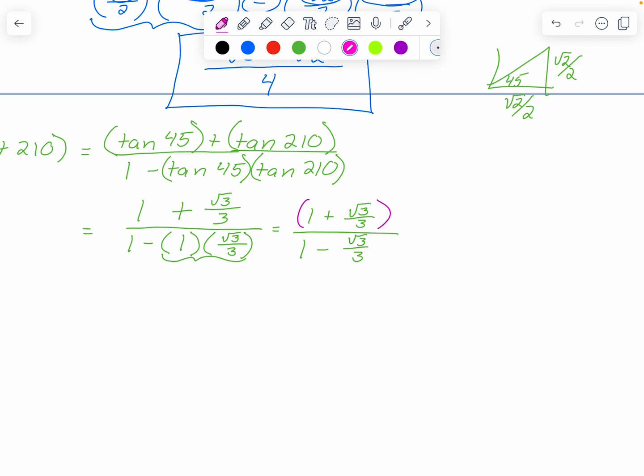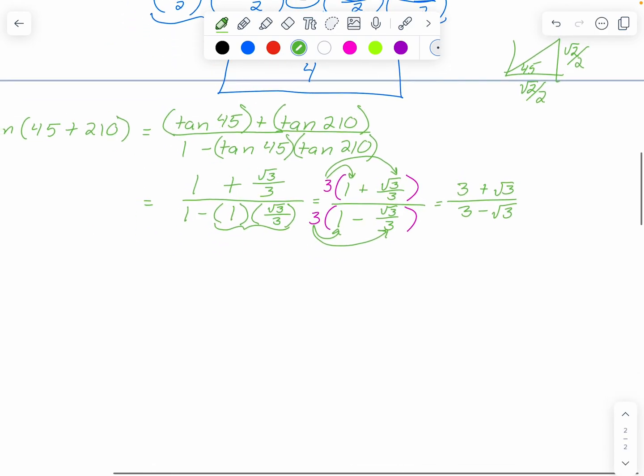So I'm going to take this entire thing, multiply it by 3, this entire thing, and multiply it by 3. So that's going to give me 3 times 1 is 3, and then 3 times this fraction, since the fraction has a 3 on bottom, those 3's are going to cancel, and I'm just going to get plus the square root of 3. On the bottom, the same thing's going to happen. I have 3 times 1 is 3, but then I have minus, and then 3 times square root of 3 over 3, the 3's will cancel, and I'll just have square root of 3.